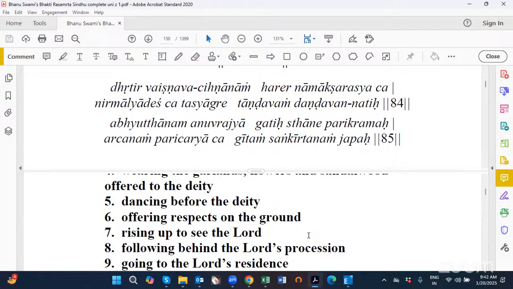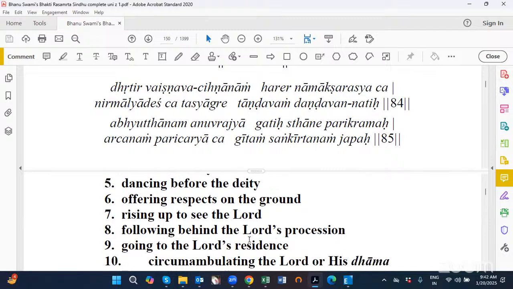Abhyuthanam Anuvrajya Gatihi Sthane Parikrama. Offering respects on the ground: Dandavam Natihi, that is Dandavan, that is over there in the 84th only. Abhyuthanam Anuvrajya Gatihi. What is the meaning? Rising up to see the Lord. Sthane Parikramaha. Anuvrajya means following behind the Lord's procession.